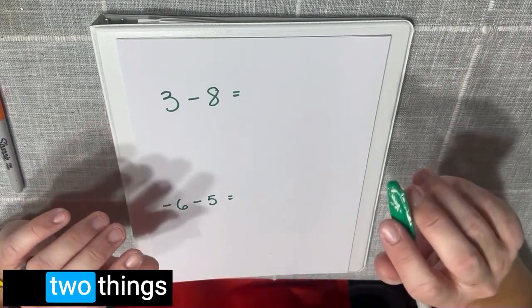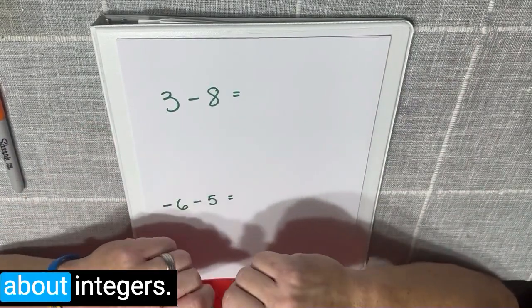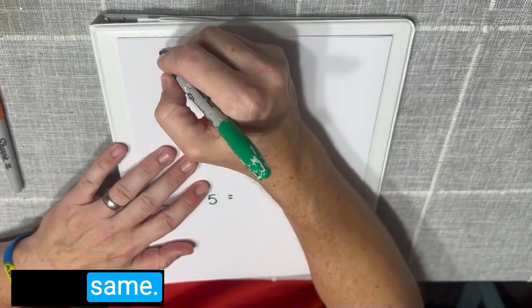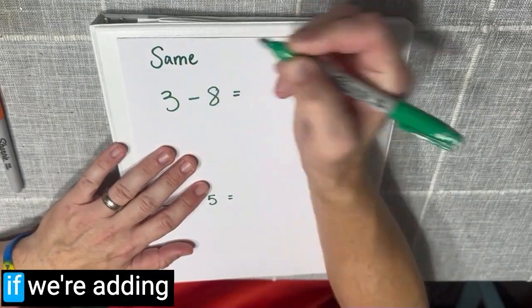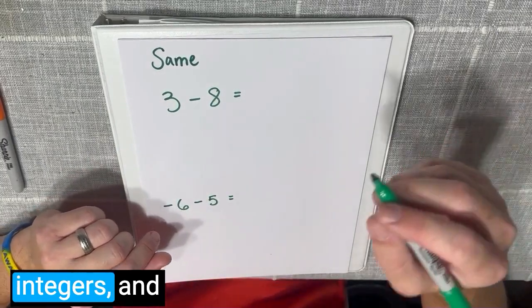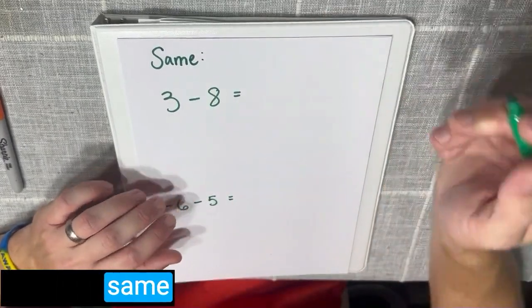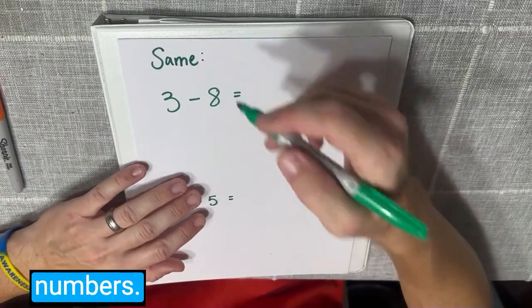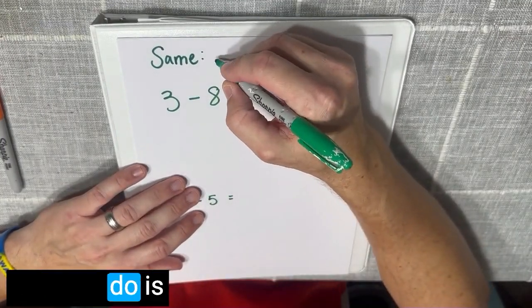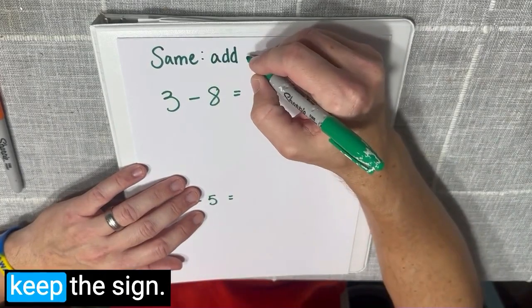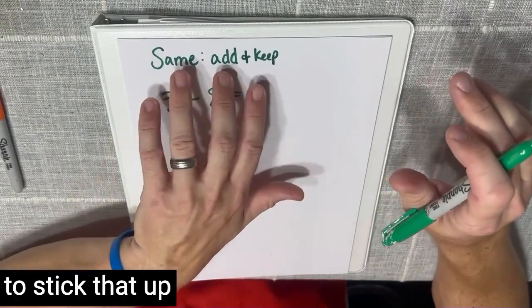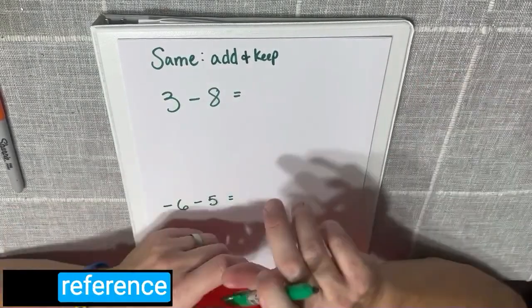Now, these are 2 things I want you to know when we're talking about integers, okay? And there's a special word here. And the first one is same. If we're adding and subtracting integers, and there's 2 numbers that have the same sign, that means they're both positive numbers or they're both negative numbers. If we are in that situation, what we're going to do is we are going to add and keep the sign. So I'm going to put add and keep, okay? So I'm just going to stick that up there just so we can have it as a reference point.